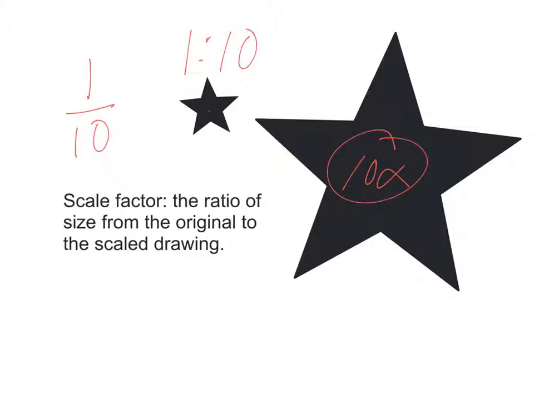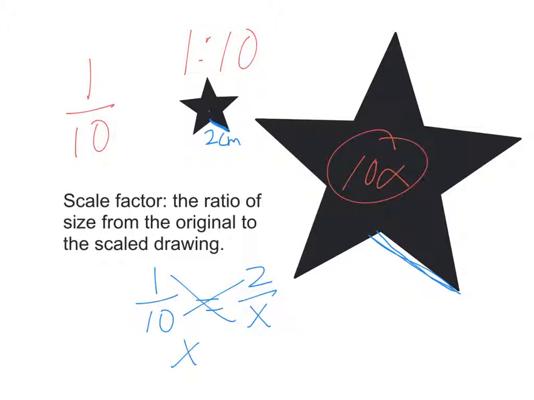So then you can take the different sides here, and say you look at this side length right here and you're like, oh, well, this side is 2 centimeters, and then you're like, okay, well, what would it be here? Well, let's see, 1 over 10 is going to equal 2 over x, so you can cross multiply. 1 times x is x, 2 times 10 is 20, so x is 20, so that means over here it has to be 20 centimeters if it was a 1 to 10 scale factor.